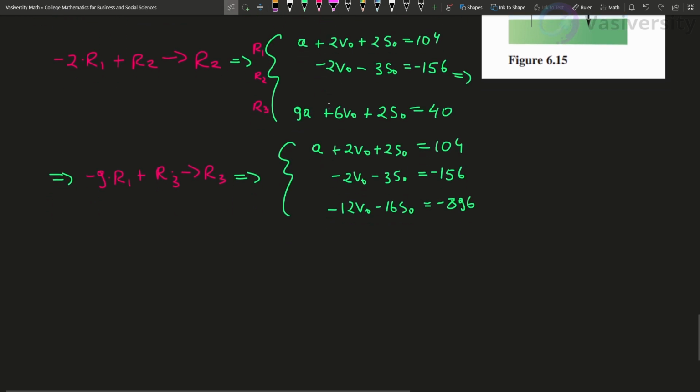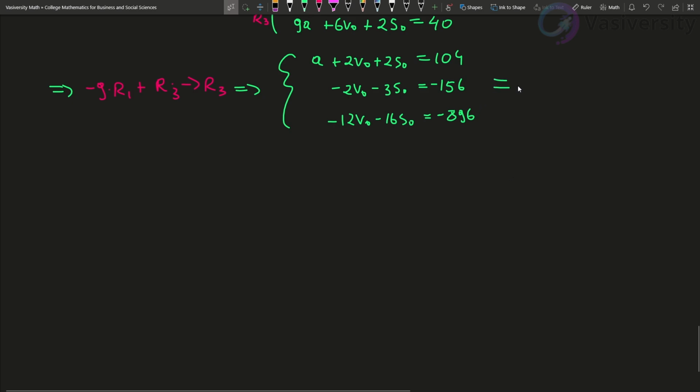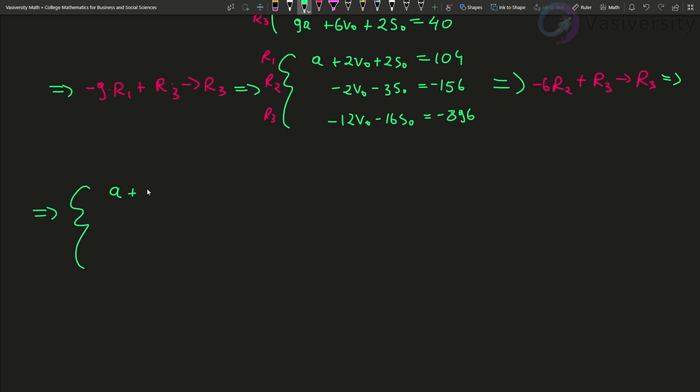Now, if we multiply the second equation, let's do it by -6 times the second equation plus the third equation, change the third equation. Okay, we will end up getting the following. So I'm going to have a plus 2v naught plus 2s naught is equal to 104. -2v naught minus 3s naught is equal to -106. And 2s naught is equal to 40.